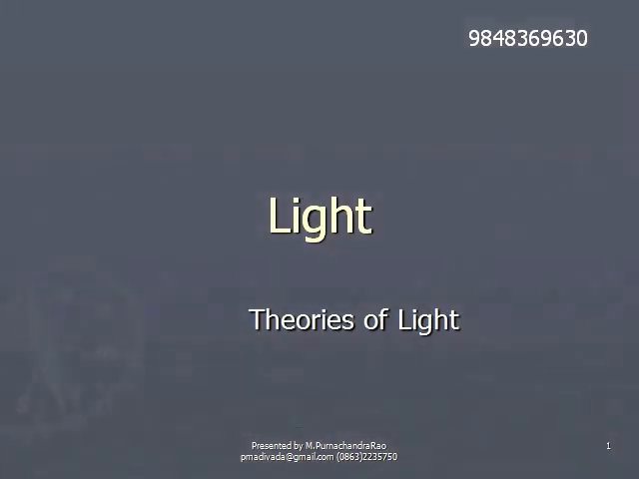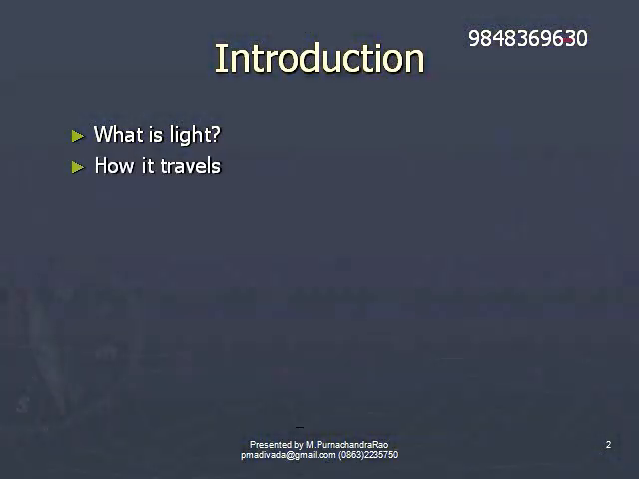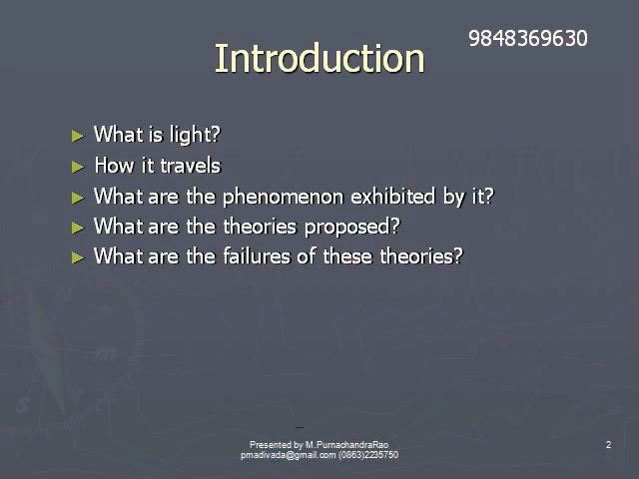In today's class, we discuss the theories of light. They are corpuscular theory, wave theory, electromagnetic theory, and quantum theory. Several theories are proposed to understand what is light, how it travels, what are the phenomena exhibited by it, what are the failures of these theories, and what are the conclusions that we can draw from these theories.